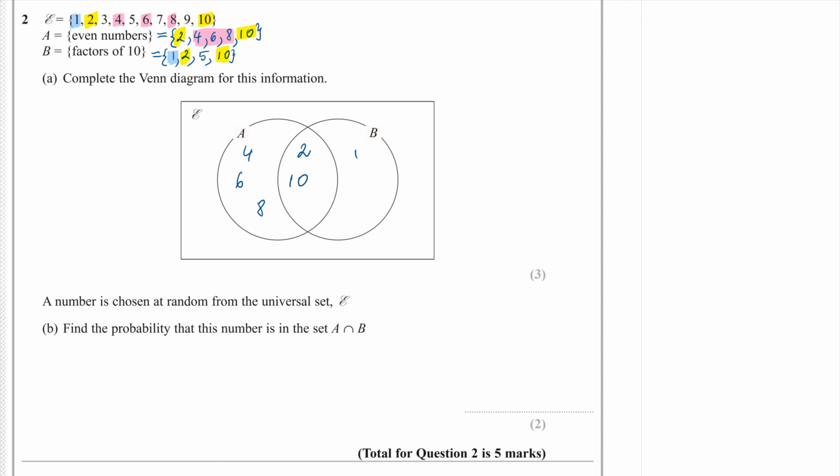The numbers 1 and 5 belong to set B. And the numbers not used by sets A and B are 3, 7 and 9. We write these outside.